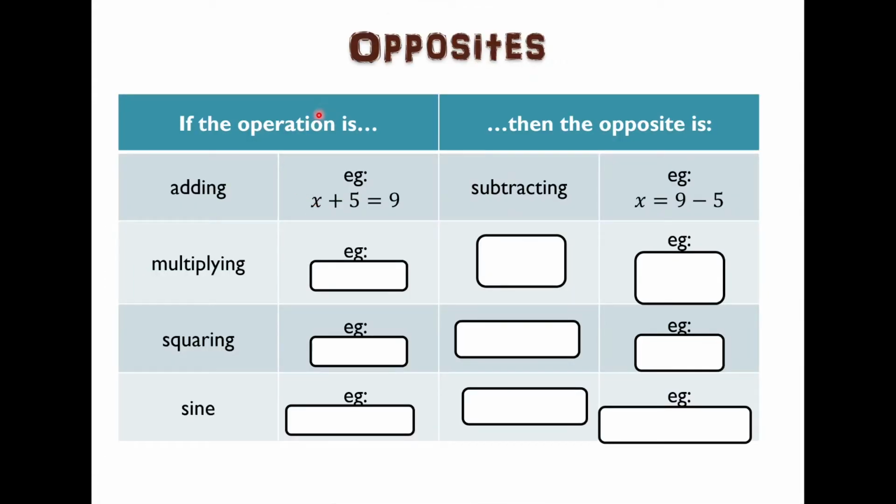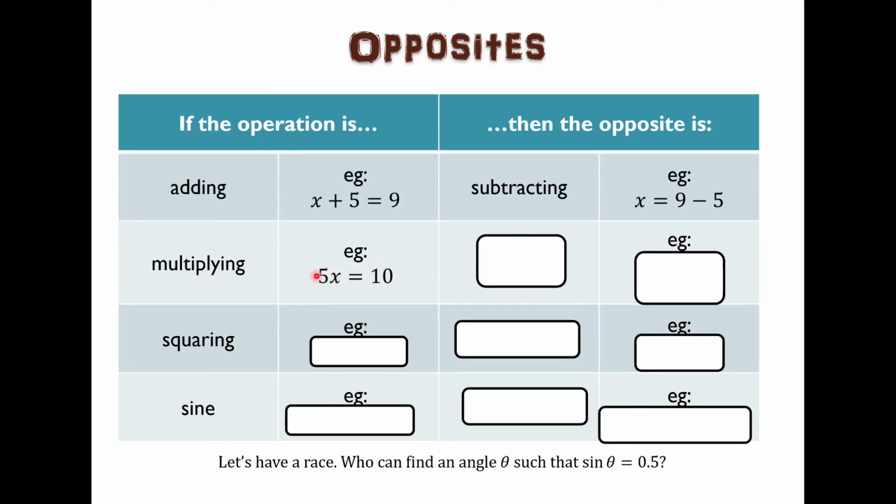Suppose I have some operation, and if the operation is adding, then the opposite is subtracting. If I know that x plus 5 equals 9, well then I can do the opposite. X equals 9, take 5. The add 5 has turned into subtract 5. It's the opposite.